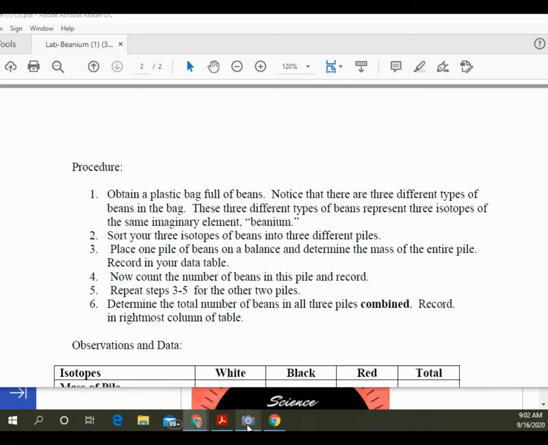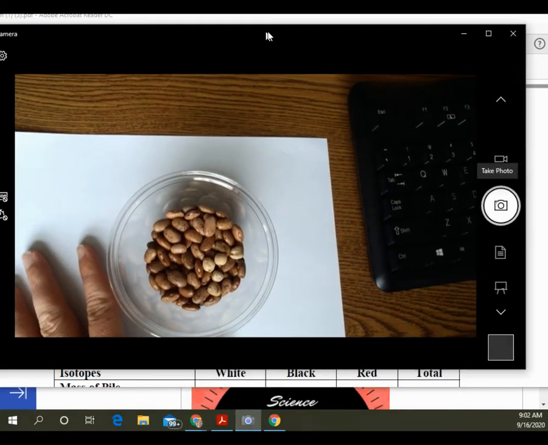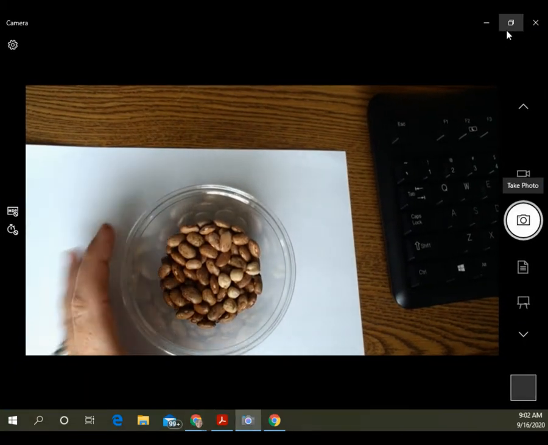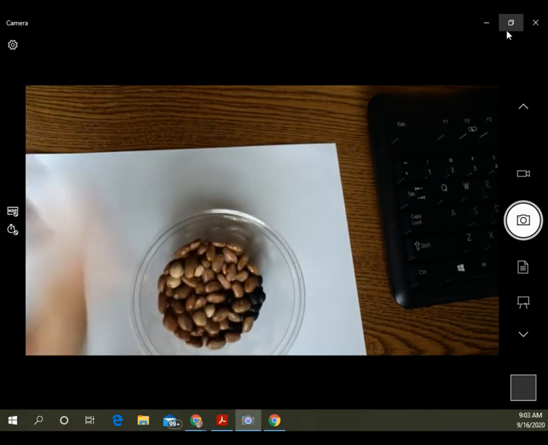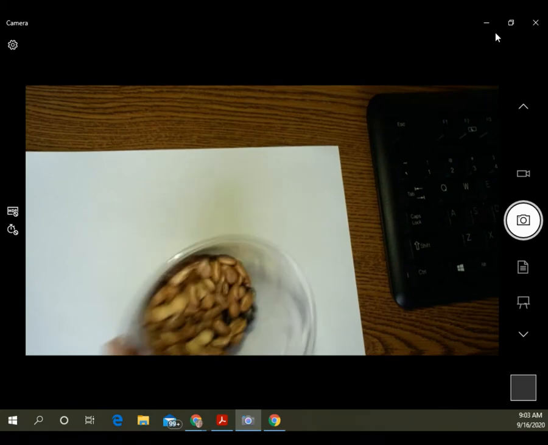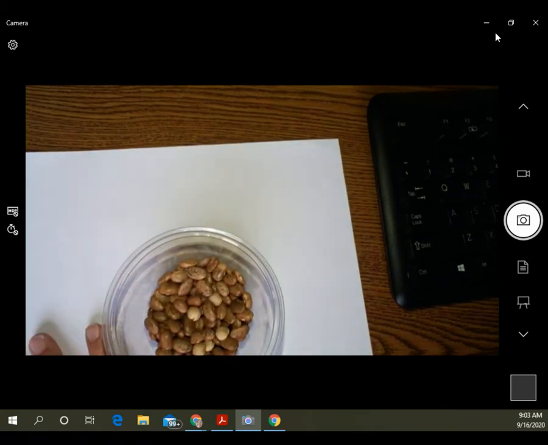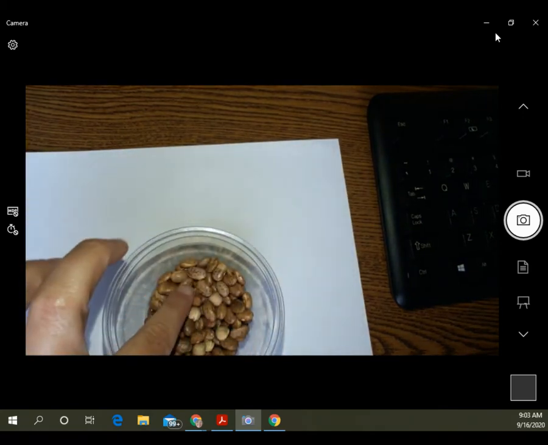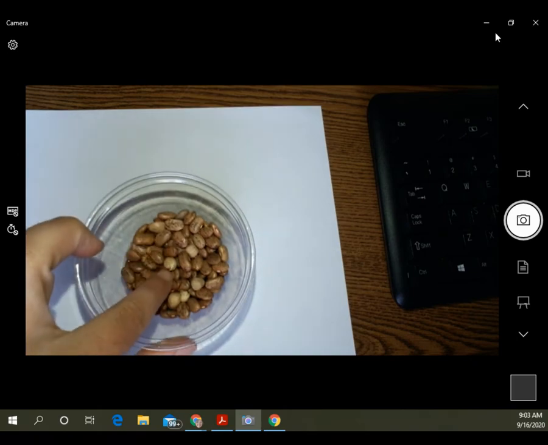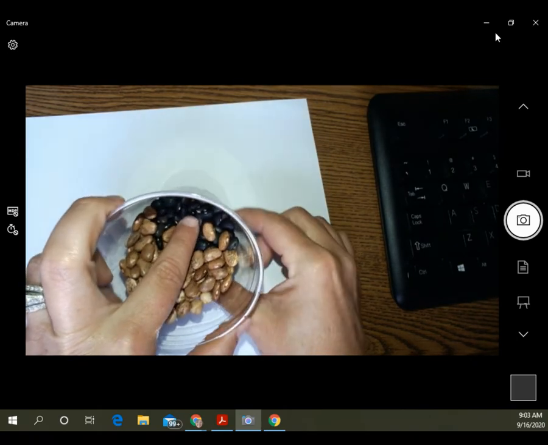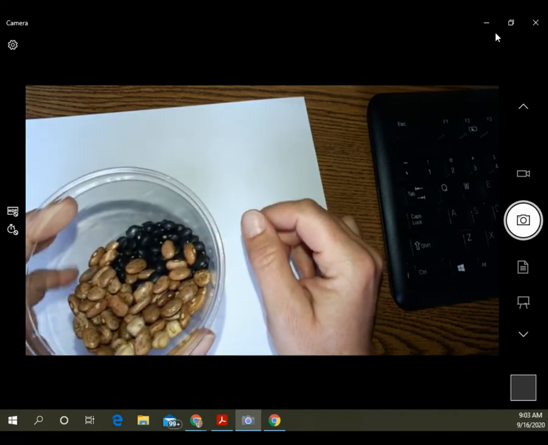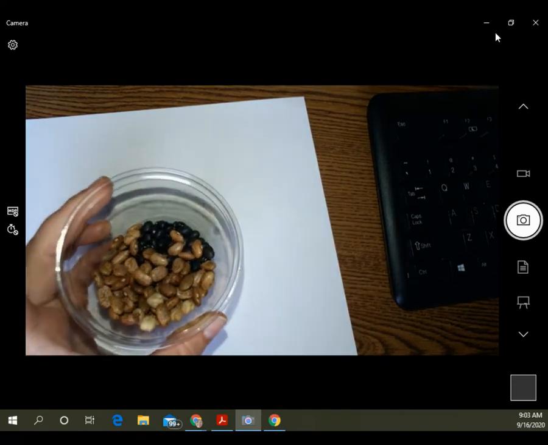So we are going to switch to camera, and you can see I do not have an actual plastic bag, but I have a cup, okay? And in the cup, there are three different kinds of beans. We have the pinto beans. We have chickpeas, which are sort of beans, I guess. And then you have black beans. And those are different isotopes of our beanium that we're going to look at.